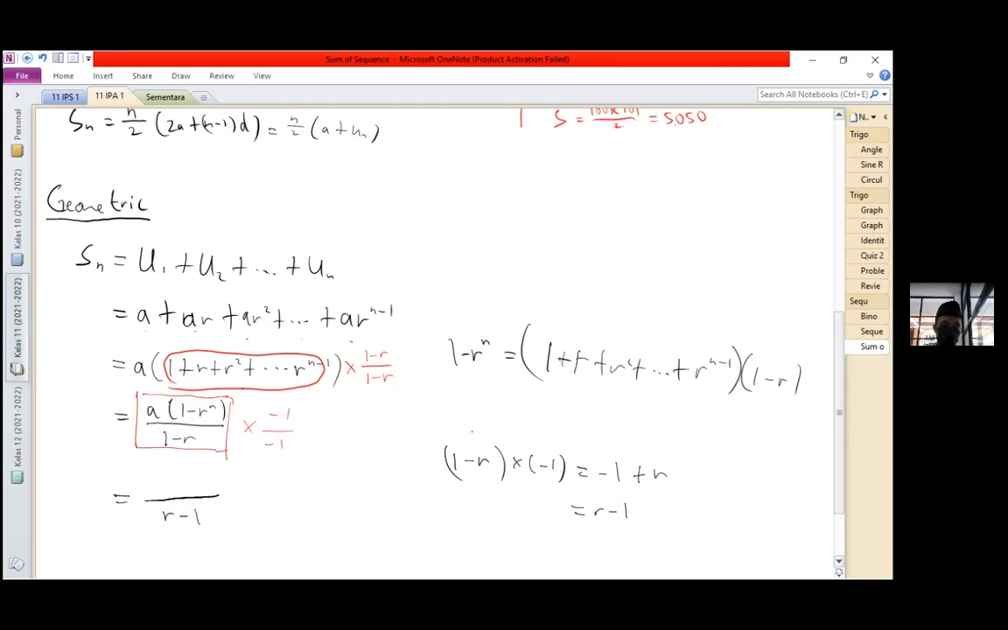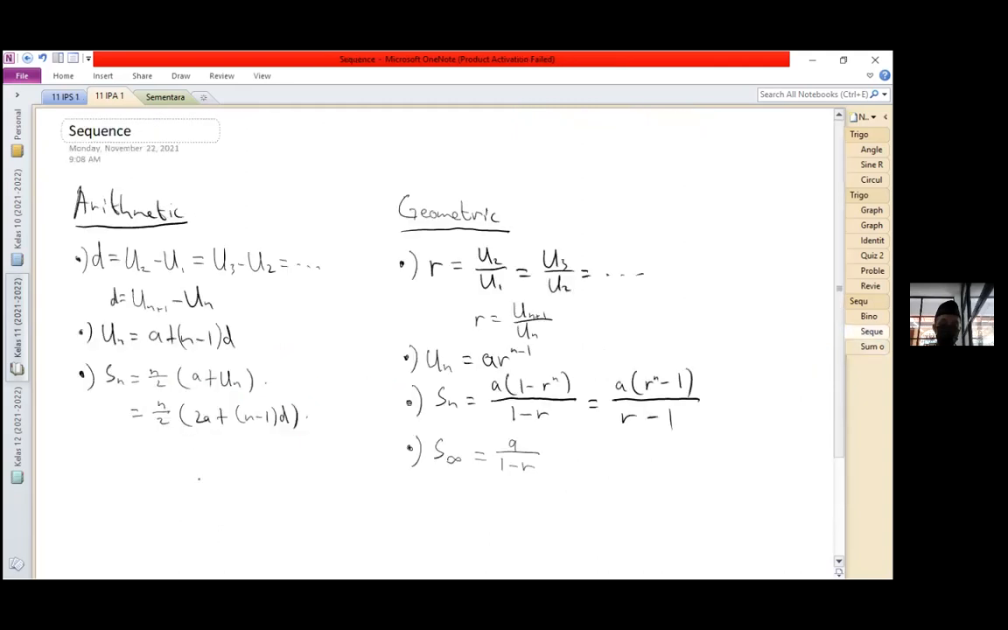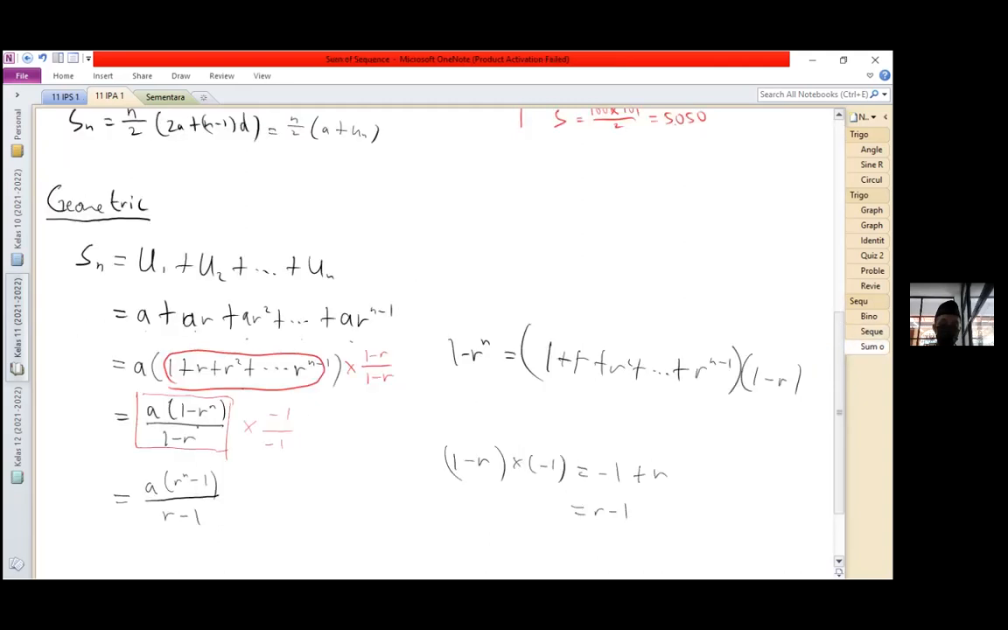And basically we do the same for the numerator. So A, and then 1 minus R to the power of n times -1 is R to the power of n minus 1. So that's how you get the other one. As you can see, this is basically the same thing. So actually these two formulas are the same, the only difference is the negative sign. Okay.